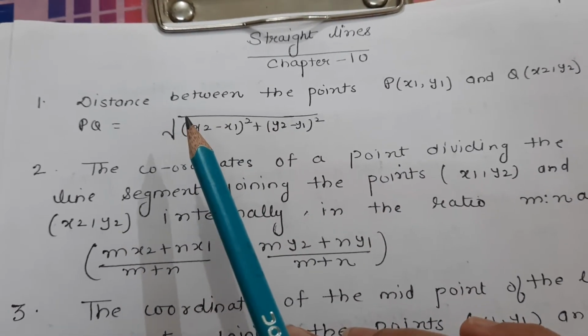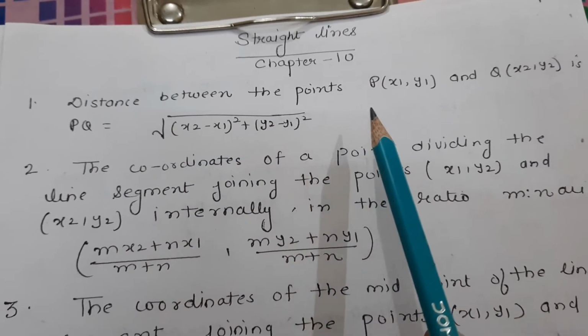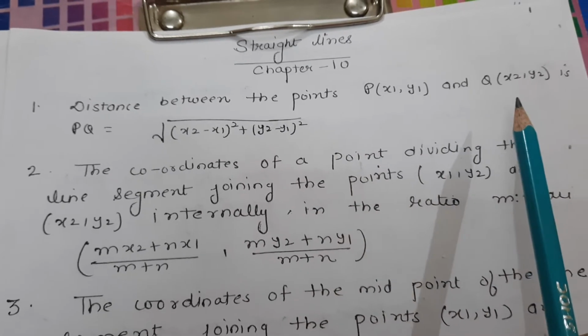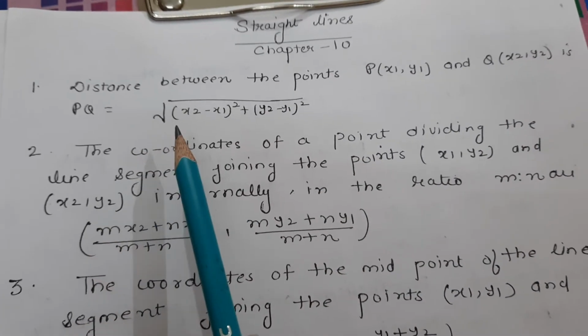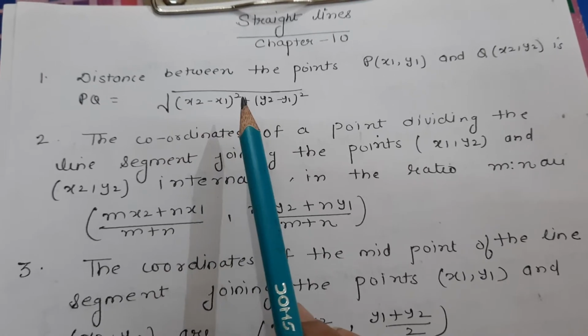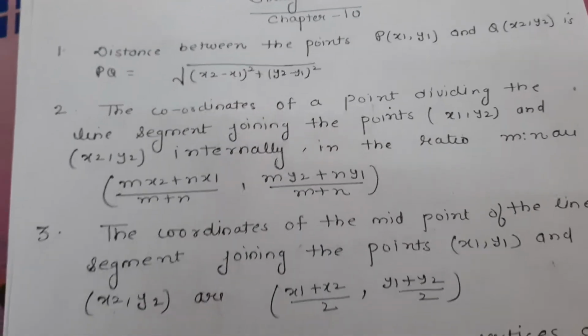The first formula is the distance between any 2 points, say x1 y1 and x2 y2, is given by root of (x2 minus x1) whole square plus (y2 minus y1) square.